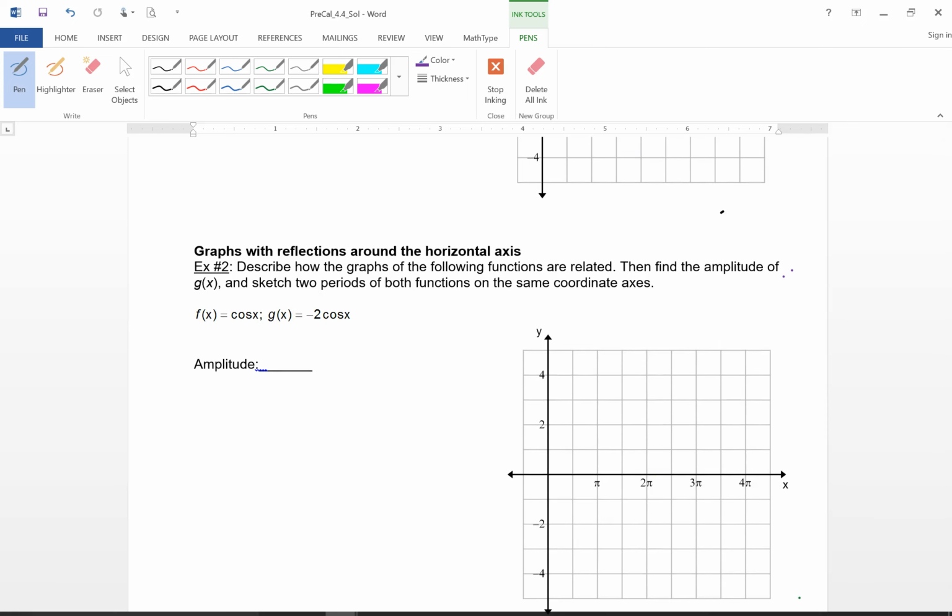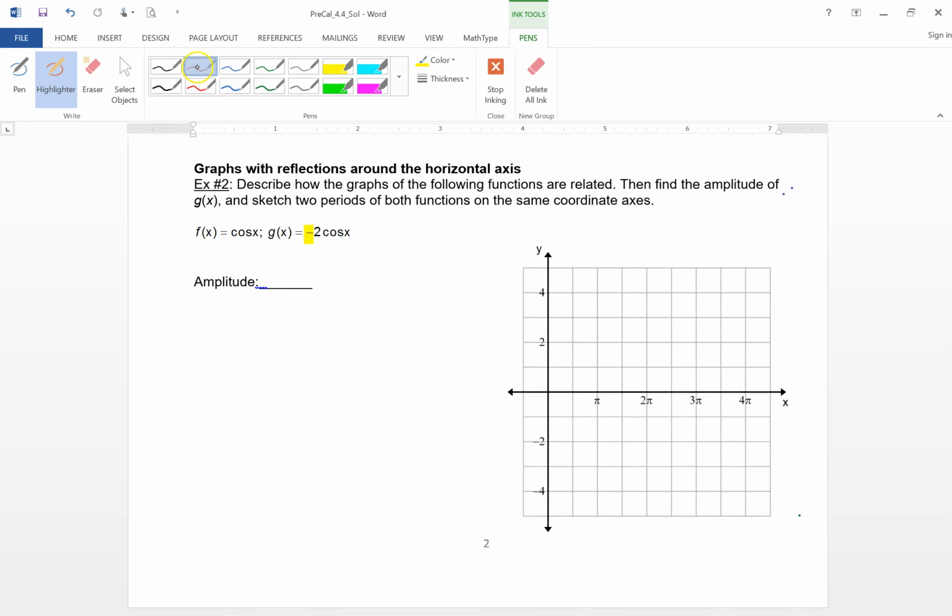In this case, look at what we have here. We have a negative out front. What does the negative do? The negative is a reflection around the x-axis. And what does the 2 do to the graph? Amplitude changed from what? 1 to 2. So the amplitude of g of x is 2. Not -2, but 2. Amplitude is always in absolute values. Okay? All right, so let's graph cosine of x, f of x first.